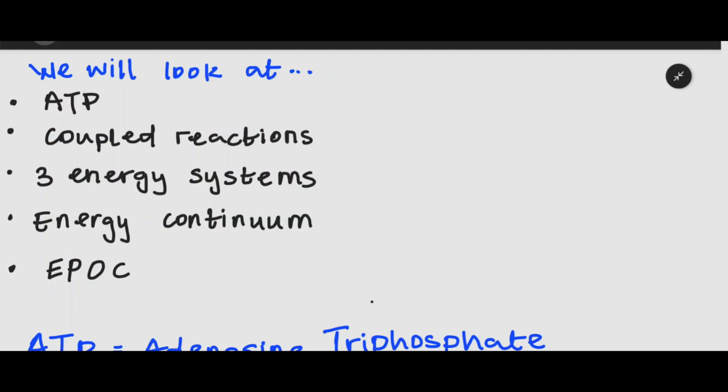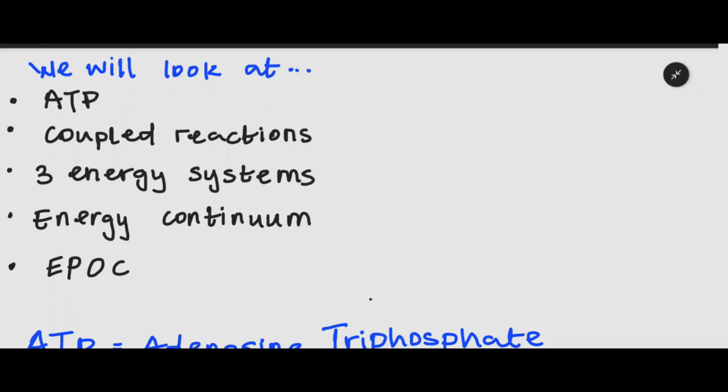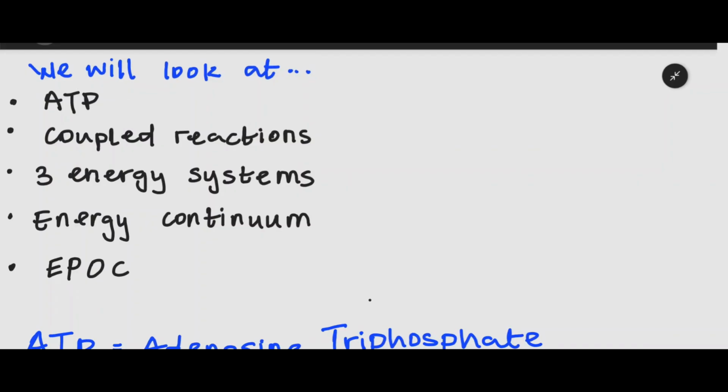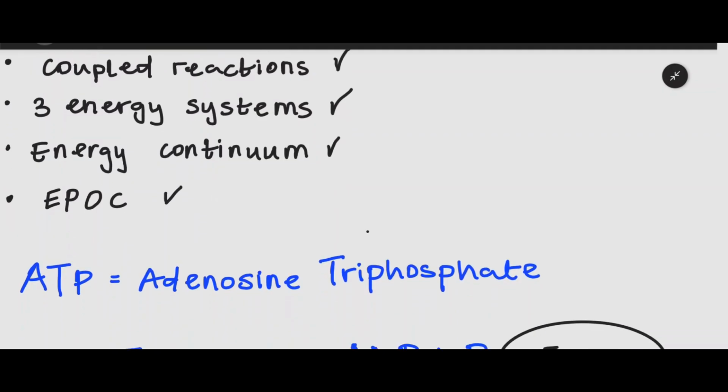So in this video, we're going to break down what we mean by ATP and how it works as the energy currency in the body, what we mean by coupled reactions. We're going to explore the three energy systems: the ATP-PC system, the glycolytic system, and the aerobic system, looking at what fuel they use, where they are located, the controlling enzyme that they have, ATP yield, and byproducts. Then we're going to wrap up by looking at the energy continuum and what we mean by epoch. Okay, let's get started with ATP.